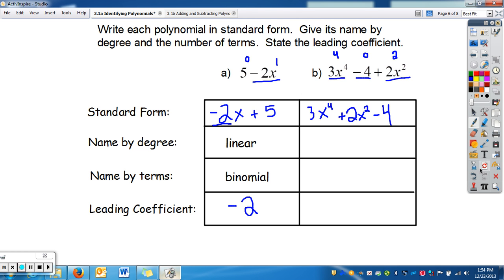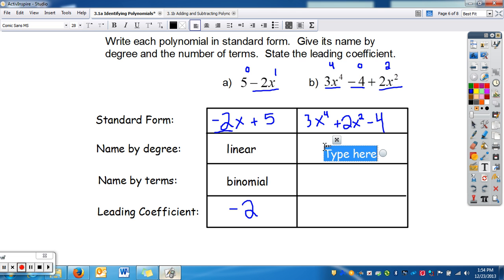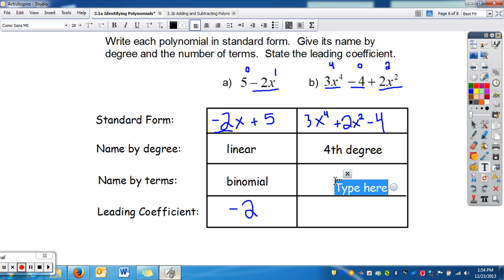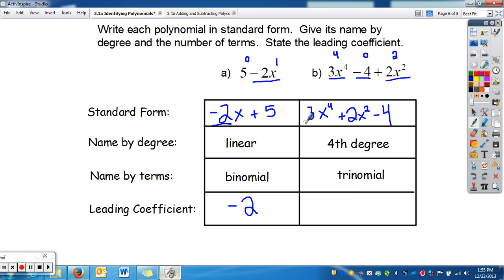So the name by its degree is 4. So that is a 4th degree polynomial. There are 3 terms: 1, 2, 3. So that is a trinomial. Remember, all the names by terms have nomial in them. And the leading coefficient, who's in front by the highest power, is 3.